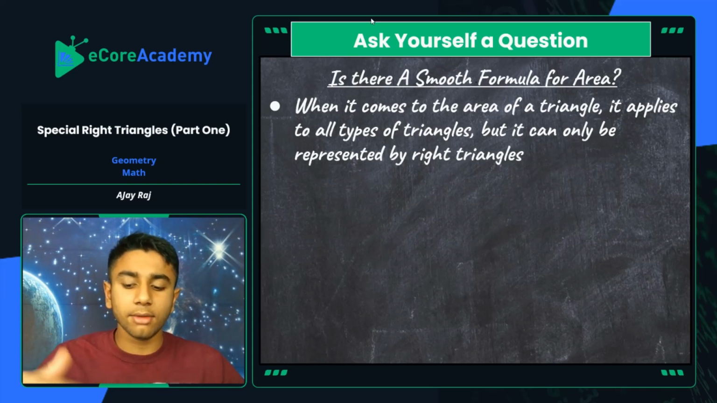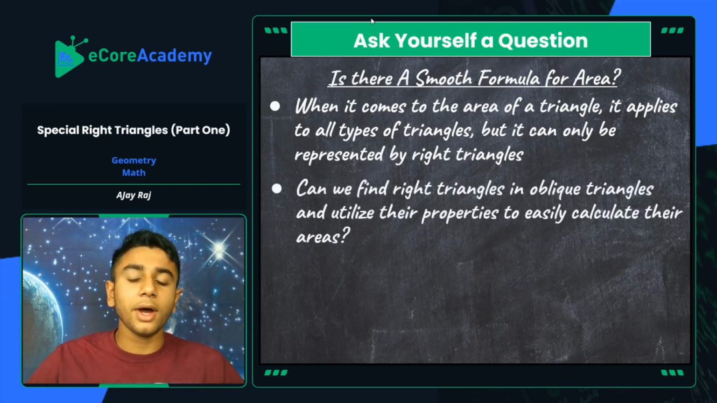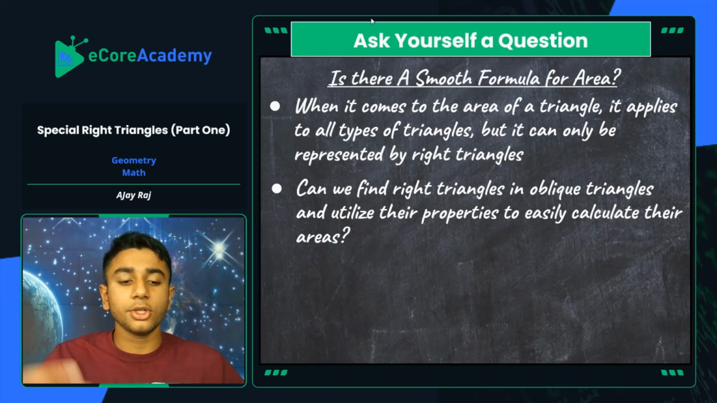But how exactly can we correlate that? Can we find right triangles in oblique triangles and utilize their properties to easily calculate their areas without having to be given that extra altitude, which is basically a give me? That's not how it works out here in the extra geometric concepts that are much higher level, much more complex. At the beginning, you were thinking, oh, you have to be given this amount of measurements. Well, no, you have ratios that are available, and these ratios come in very handy when it comes to your higher level math courses. It's a great lesson here.